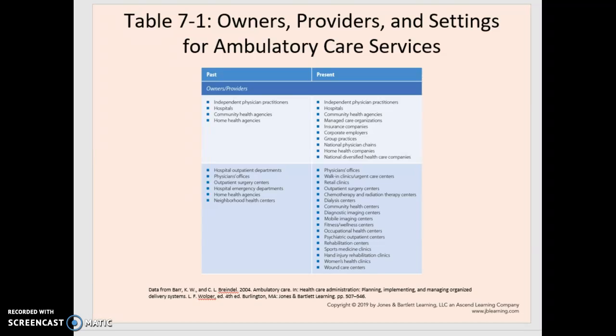So some interesting things. You will note that the first 4 categories remain the same: home healthcare agencies, community healthcare agencies, hospitals, and independent physicians, practitioners are all in there. When you start to take a look at some of the other things now and what's going on in the present, you'll see some big changes.